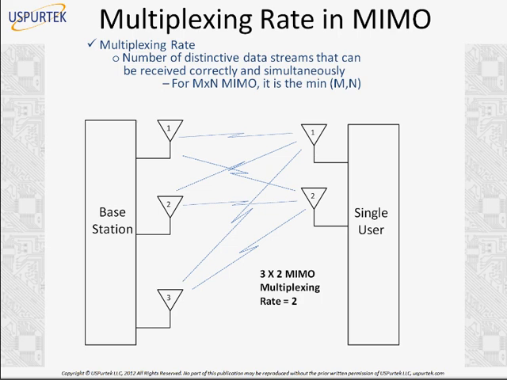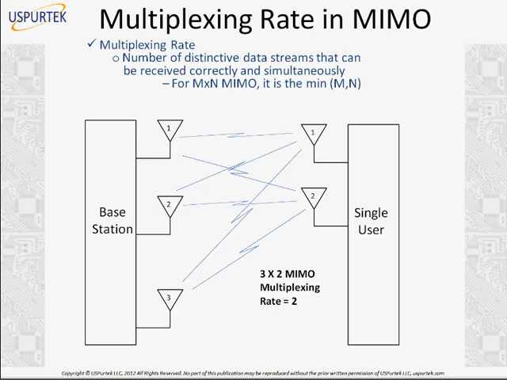Like if it is a 3 by 2 MIMO system, or let's say if it is a 5 by 4 MIMO system, what is the minimum number? It is 4. So there are 4 antennas on the receive side. That means your throughput cannot be more than a multiplier of 4. In this case, it is 2. You can double your throughput, but you can't make it 3 times because we only have 2 antennas.